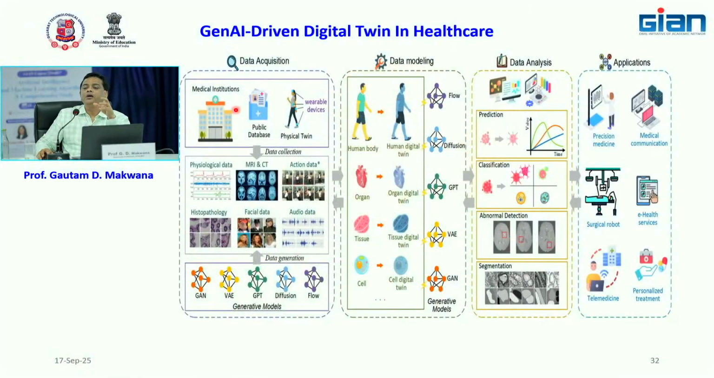Okay, and the generative AI is used to create a new kind of data set from the virtually created component. So this is generative AI and the digital twin in healthcare. So this is your medical institute data, or public database, or physical twin. Here the person is created. Okay, and these are the data sets, and I will go to the next slide.